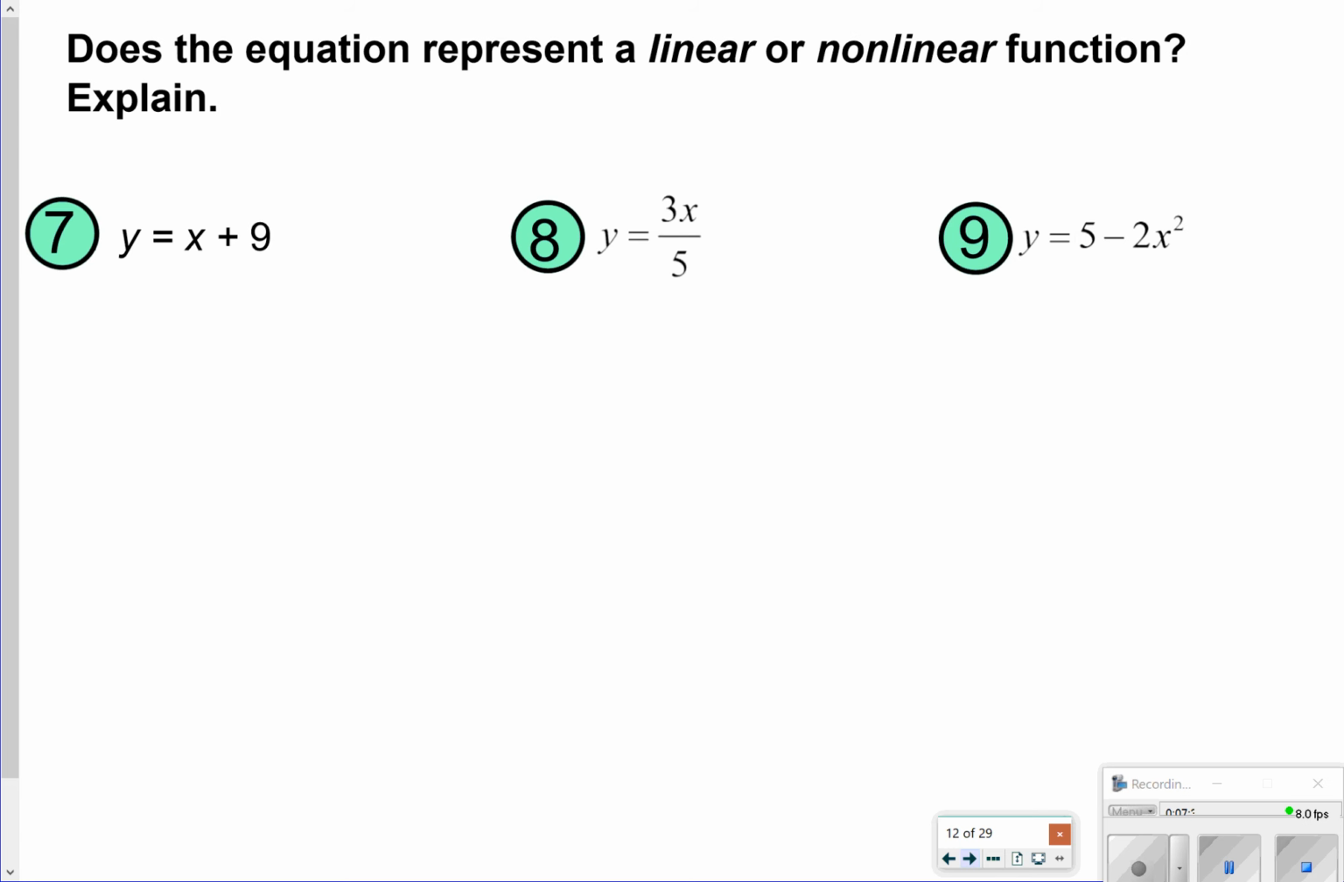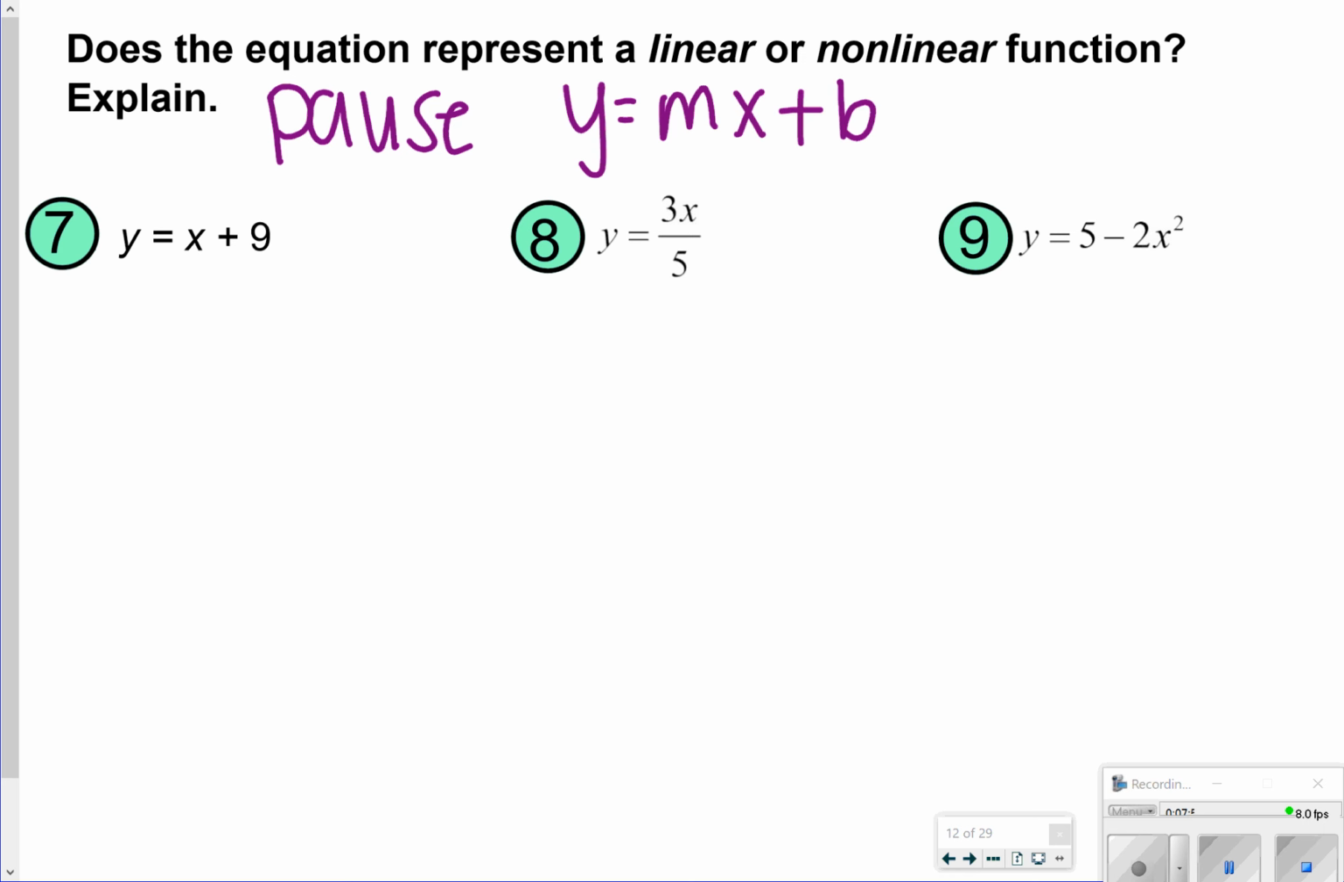So you're going to try these last 3, just to identify which ones can be written as linear and which ones can be written as nonlinear. So let's go ahead and pause the video here so you can try it. Remember, they should be able to be written as y is equal to mx plus b in order to show a linear function. Alright, so number 7 is clearly linear. Here's your m and here's your b.